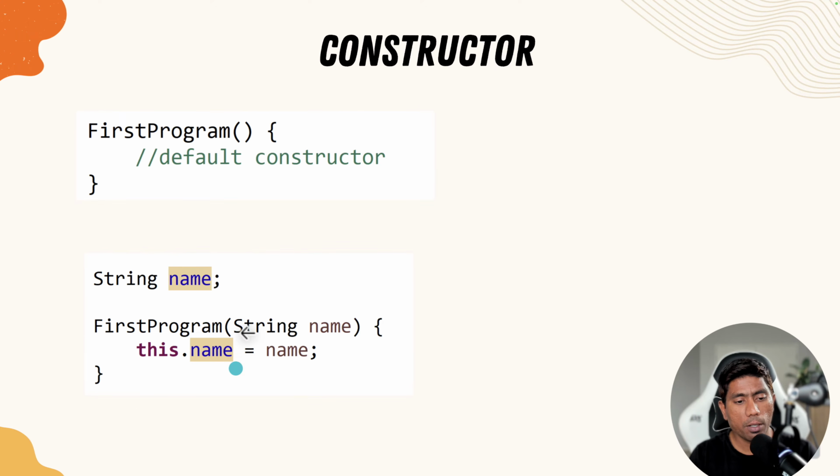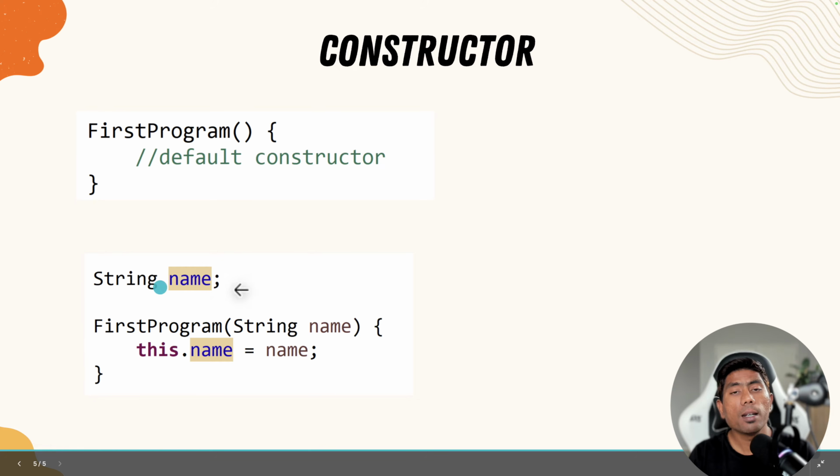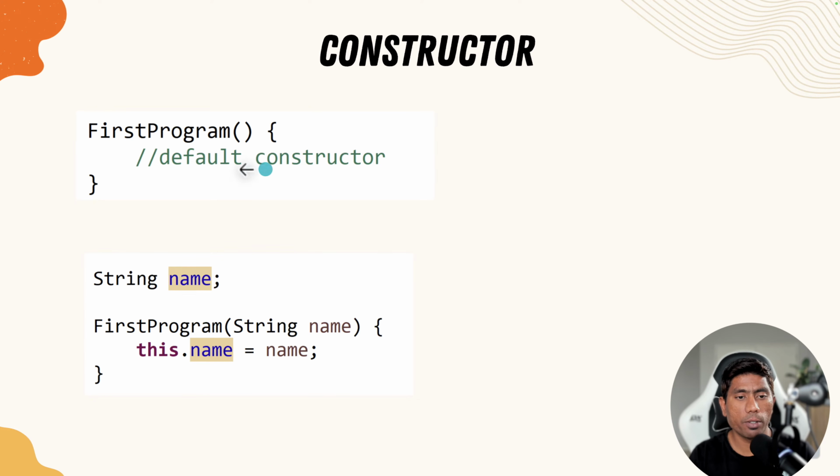Then this particular constructor is not there by default. I mean, you are intentionally creating it to initialize some values over there. So that's what this single parameter constructor is. So this is different from the other one.